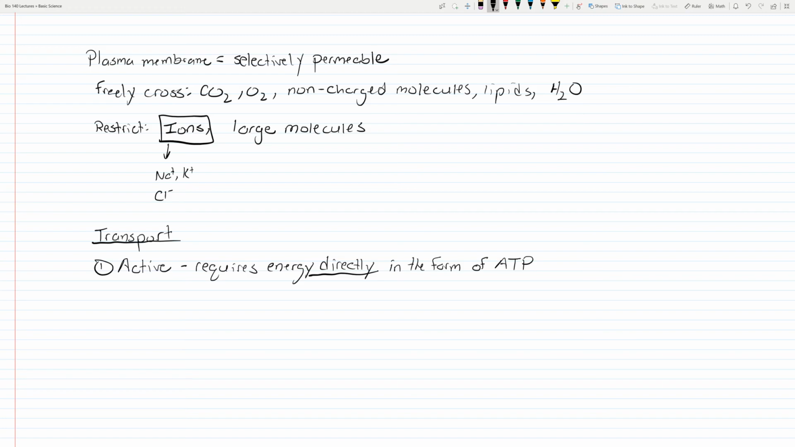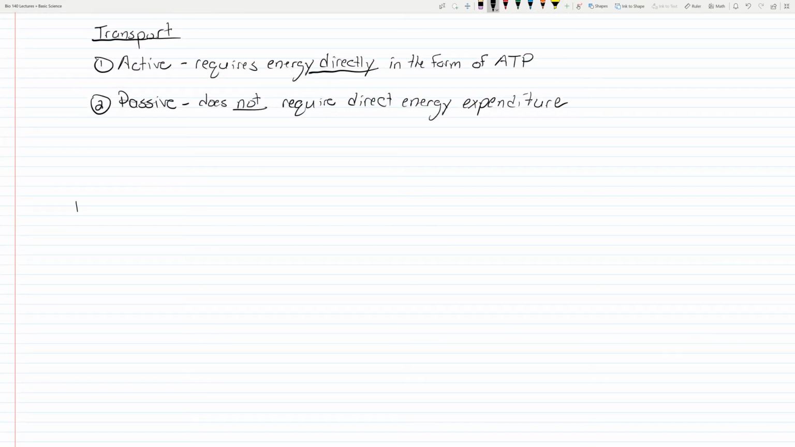And then we have passive, and it does not require direct energy expenditure. Those are the two main categories of transport. We're going to go through passive transport first.